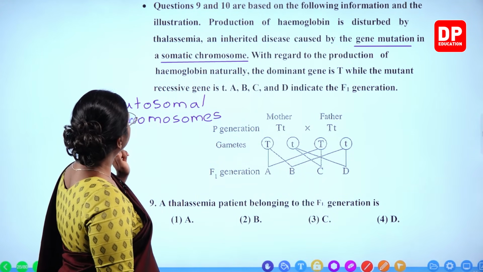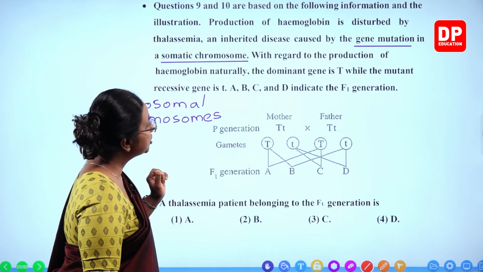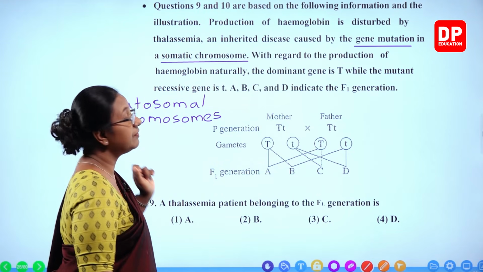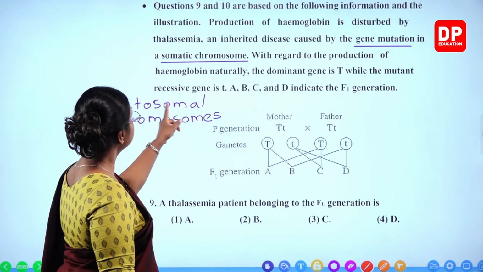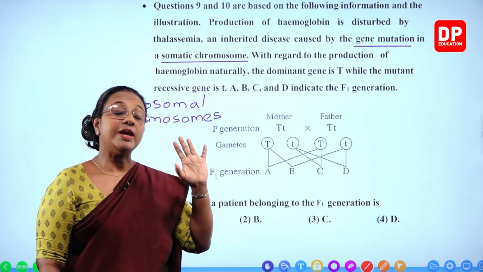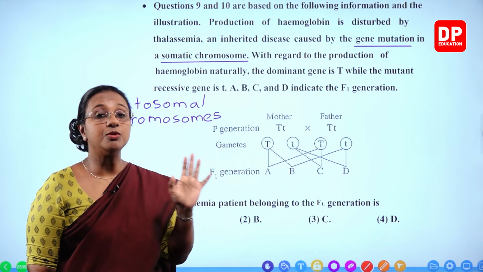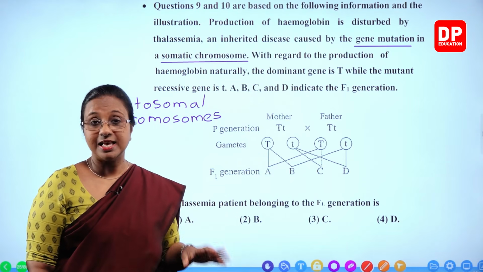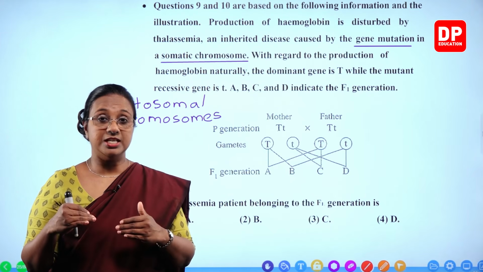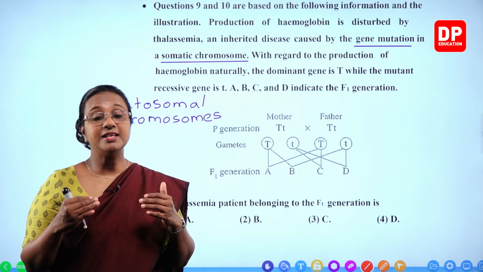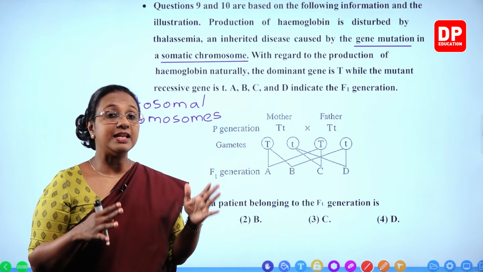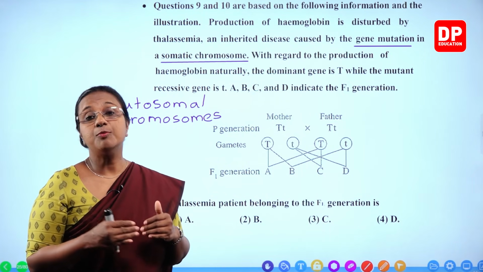With regard to the production of hemoglobin, naturally the dominant gene is T. So normally the capital T dominant gene is related to the production of hemoglobin, while the mutant recessive gene is simple t. So when you have both capital T, the dominant homozygous condition, then the person is healthy. There is the normal hemoglobin production. But if the 2 genes are recessive genes, that is the double recessive condition, then of course the person will have thalassemia and he or she will not have enough hemoglobin production.